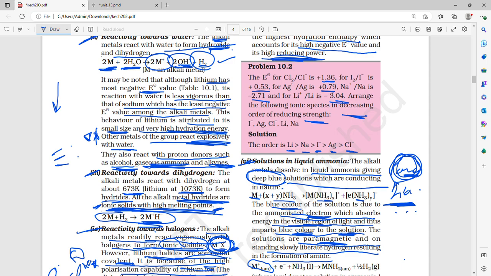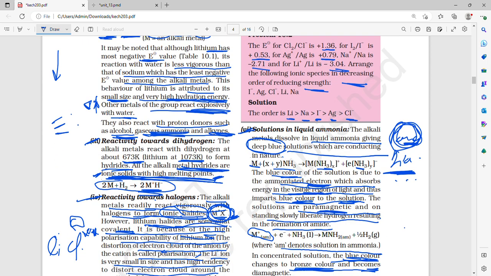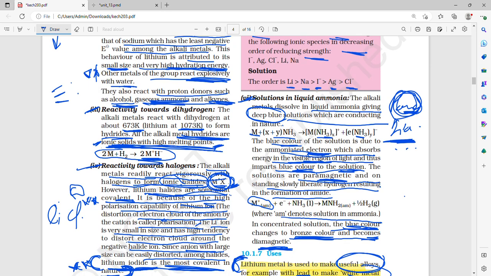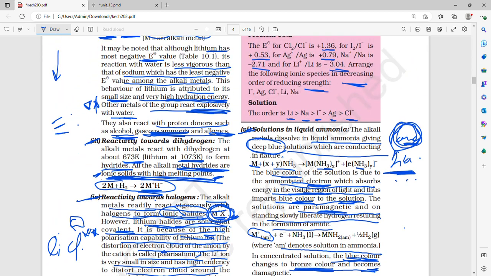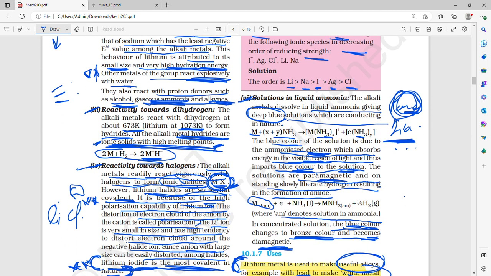Here the E naught values are given. Most negative is lithium, then greater than sodium, greater than I minus, greater than Ag, greater than Cl minus. Look which is the most negative, and then arrange it accordingly. If values are given, then they will be given. They won't ask you to memorize these things.